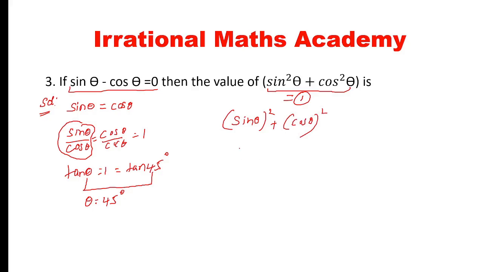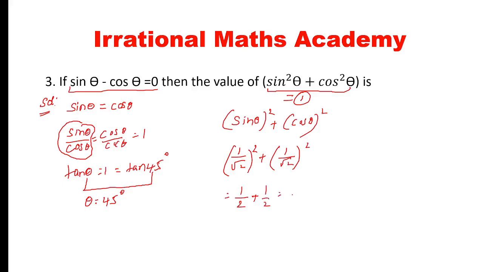I know the sin theta value. What is that? (1 by root 2) whole square, plus here cos theta is also the same thing, right? 1 by root 2, so whole square. If I square it, what will I get here? 1 squared, 1 only. Root 2 whole square, 2. Here also the same thing, 1 by 2.